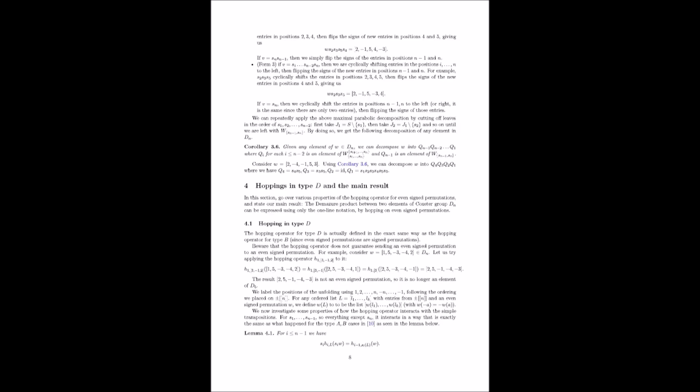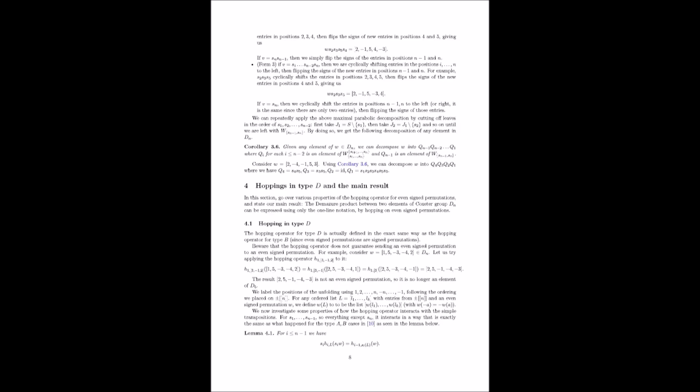So they start by summarizing their main achievement, which is that they successfully developed a method for computing the Demazure product for type D Coxeter groups, using only that one-line notation of permutations. No more getting bogged down in those reduced words and all that. That's a huge win for clarity.